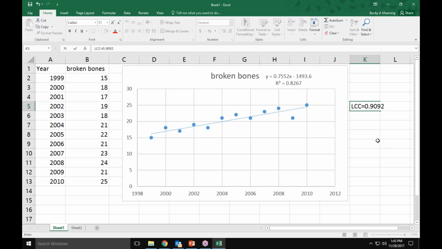No problem there. Right? So because this again is a positive slope, so we have a positive linear correlation coefficient. 0.9 is getting really close to 1. So we would say there is a strong positive linear correlation between broken bones and number of years since 1999. Strong correlation between those. As time goes past, we're breaking more bones, right? That's kind of how this is.